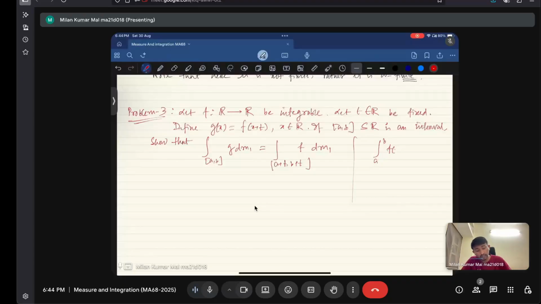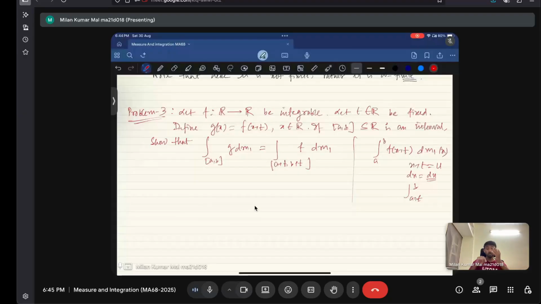Here it is, but in Lebesgue measure it is asking for this to be done. Okay, so we will do this first for a simple function.